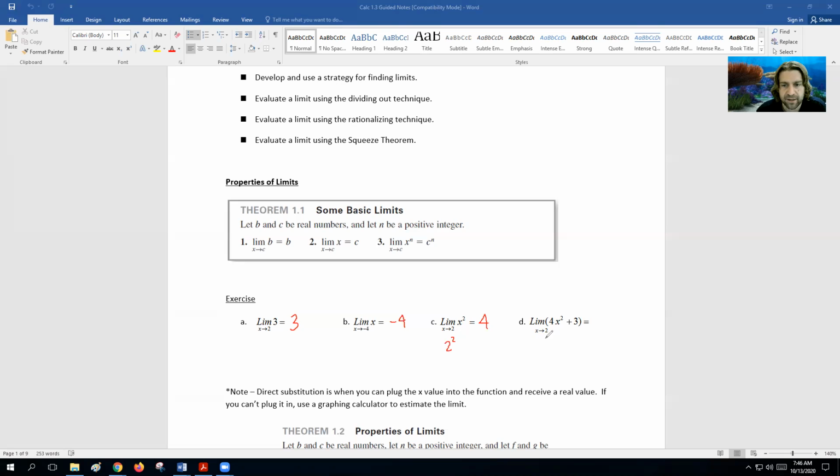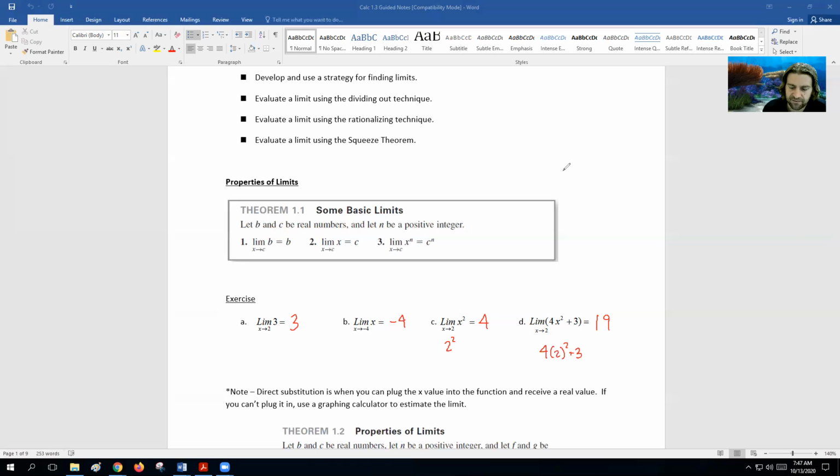So if we can plug it in, we plug it in. As x goes to 2 of 4x squared plus 3, this would just be 4 times 2 squared plus 3. That'd be 4 times 4, 16, plus 3, that's 19 total. So when we start off with limits, we're starting out with the most basic ones, hence they're called basic limits, or what's known as direct substitution. If we can take our c number and plug it into our function and it works out fine, it's going to be good.